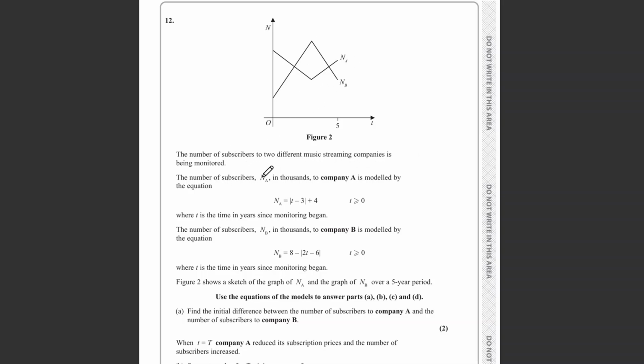And the number of subscribers to company A, which is NA, and this is in thousands, is given by this function here, which is a modulus. And the number of subscribers to company B in thousands is NB, and it's given by this modulus equation here. And this is a sketch of the 2 graphs, okay? And for part A, we need to find the initial difference between the number of subscribers to company A and the number of subscribers to company B for 2 marks.